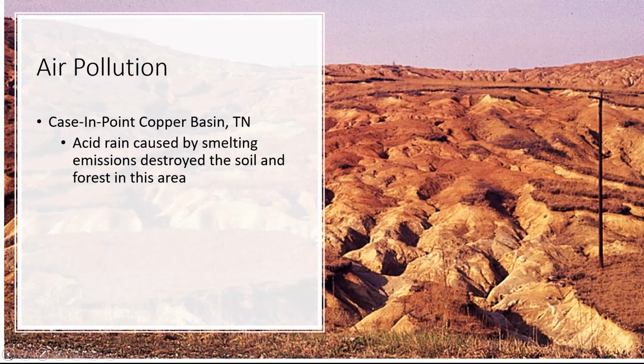All right. So a really good case in point that's from my old textbook, in fact, but it's the Copper Basin in Tennessee. So this is supposed to be a forest, right? Looks like a desert, but it is supposed to be a forest, and this is a direct result of leaching and soil erosion caused initially by heavy smelting, which led to acid precipitation. Right? So the acid precipitation falls, leaches the nutrients out of the soil, kills the forest.